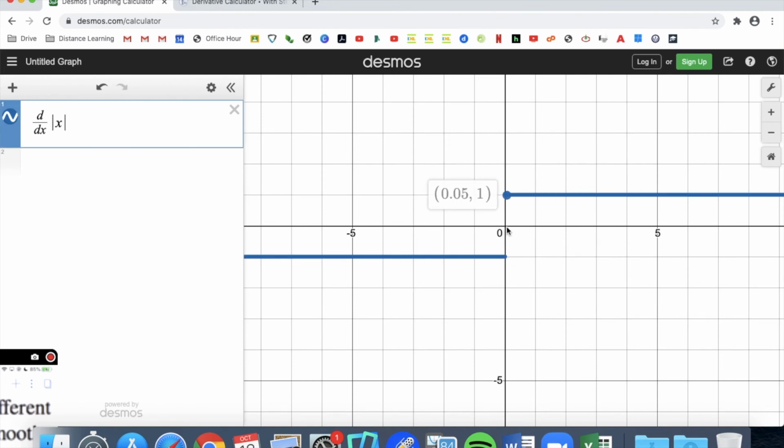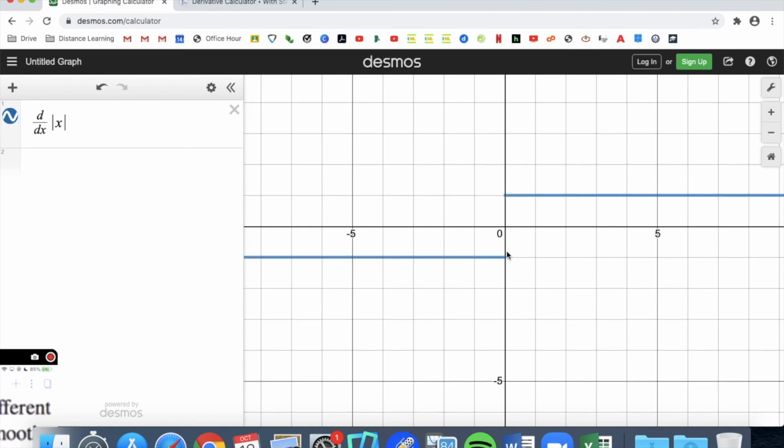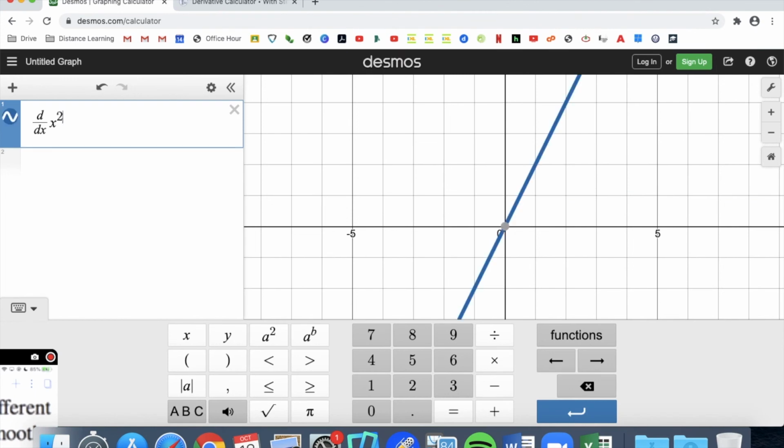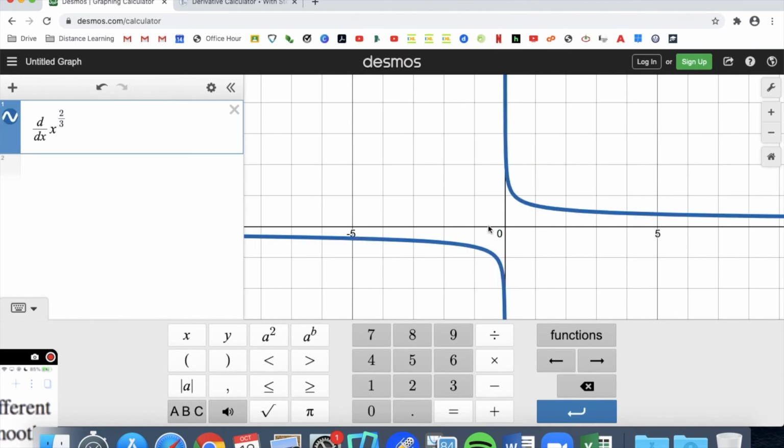See, it tells me it's undefined. I don't know if you just saw that a second ago. Right there. Undefined. So that's really good that it gives me some type of error. Or how about x to the 2/3? X to the 2/3. And then there's your derivative.